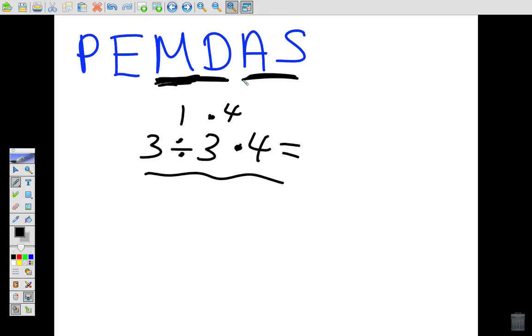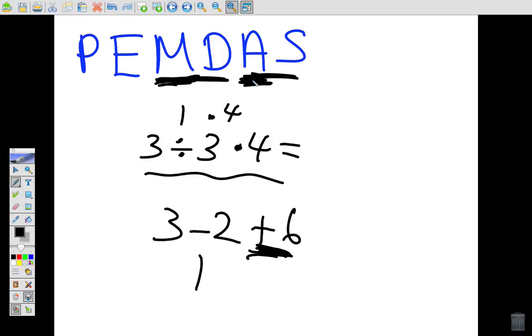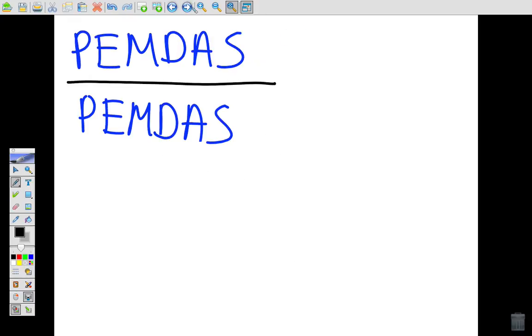Same thing with addition and subtraction. Just because the A is first doesn't mean you do addition first. It's whatever comes first. So if you had 3 minus 2 plus 6, I just do those in order. 3 minus 2 is 1, and then 1 plus 6, I get 7. So again, I don't have to do the addition first just because the A is before the S in the phrase PEMDAS.